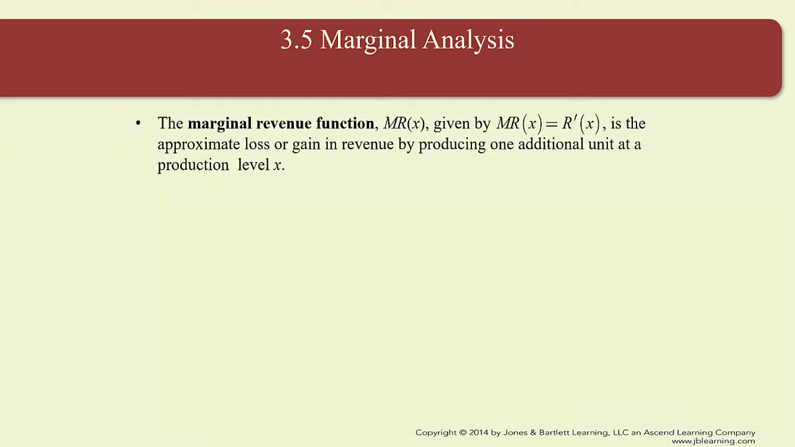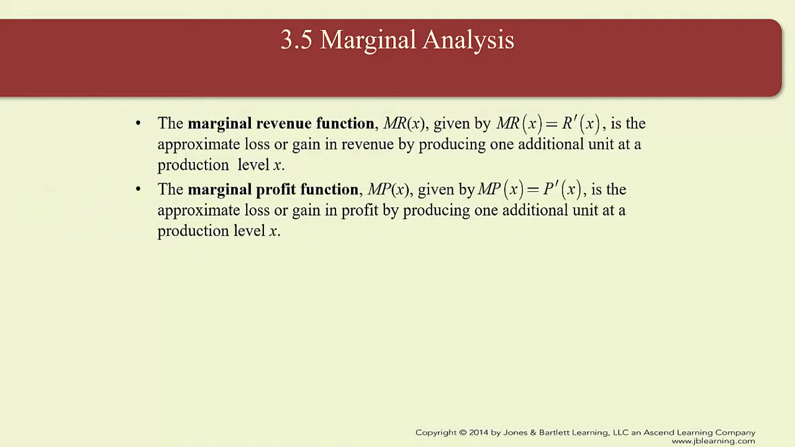Besides marginal cost, there will also be a marginal revenue and a marginal profit function. So the marginal revenue function can be represented as MR of X. It's nothing more than the derivative of revenue. And it's the approximate loss or gain in revenue by producing one additional unit when you're at production level X. Marginal profit is defined similarly.